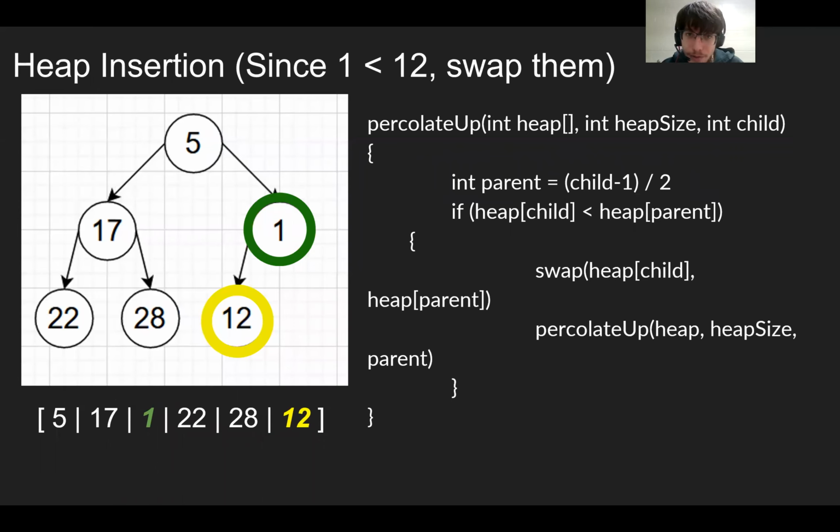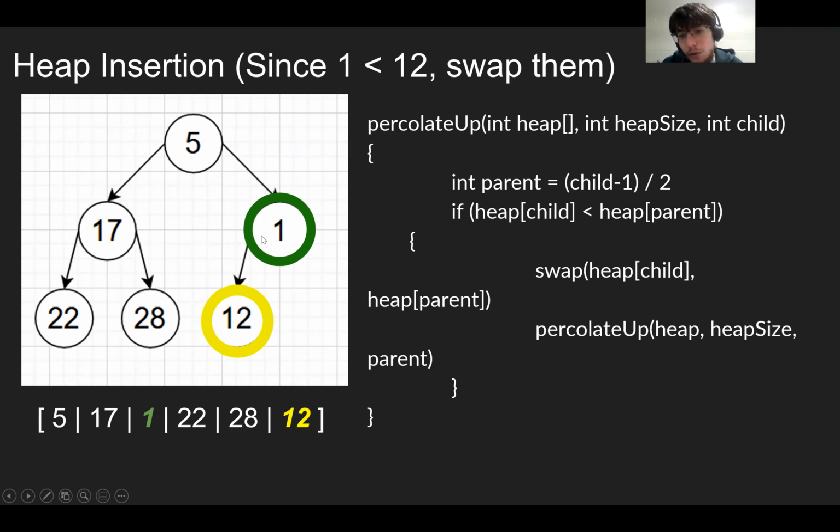Well, is it smaller? It is, so we swap them. And yeah, we're just calculating where the parent is, and if it's less than the parent, we just swap. So that's the nice thing about heaps, right? Makes sense. It's not as confusing as AVL trees with the rotation and stuff. Okay, and then now the 12 is in the right place because it's less than 1.